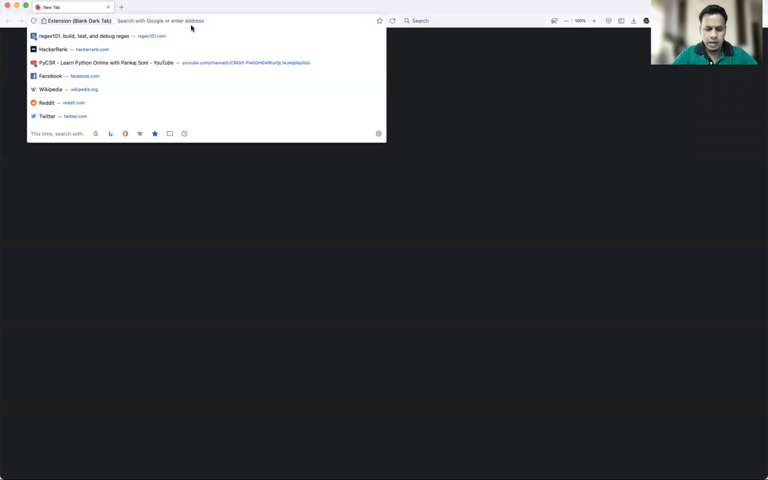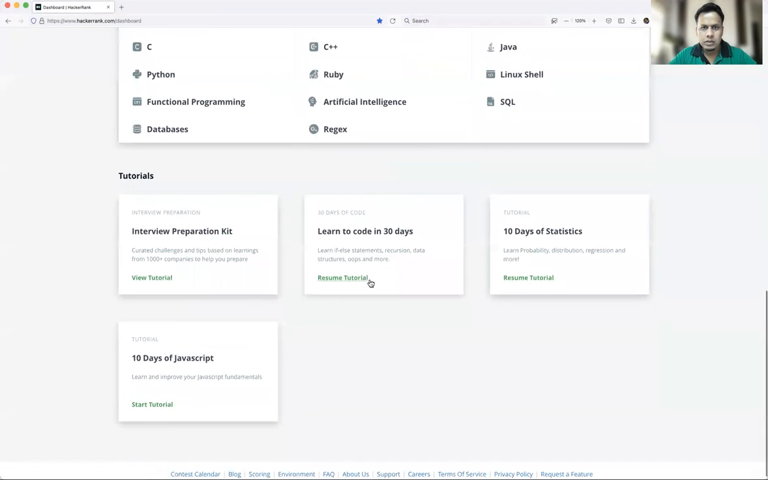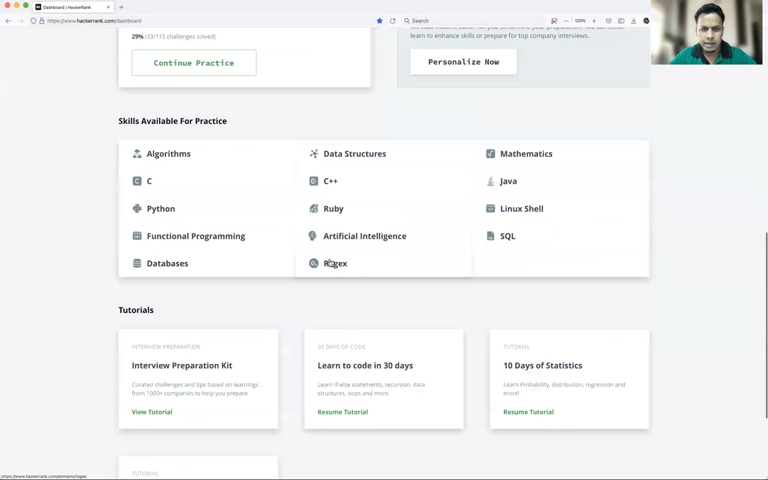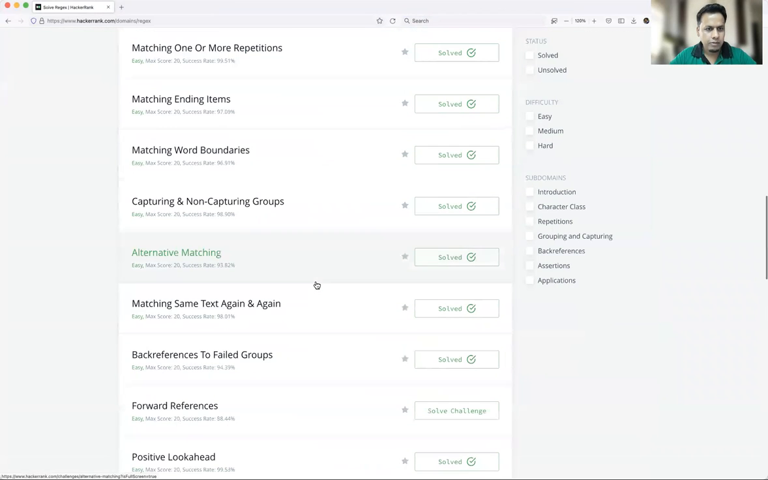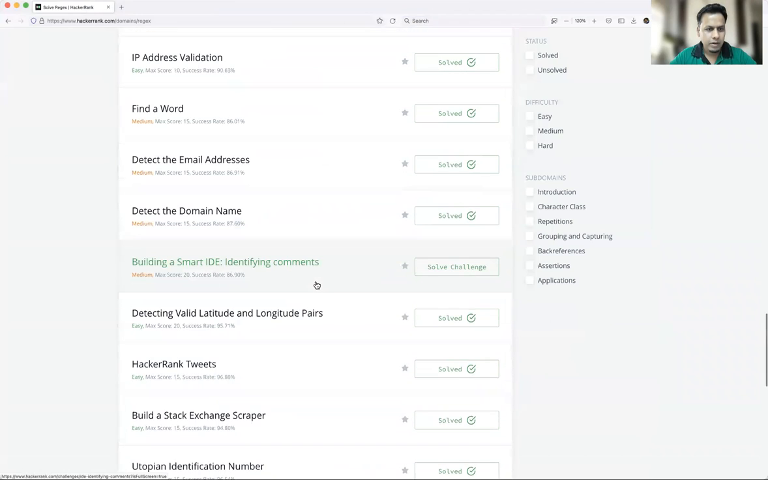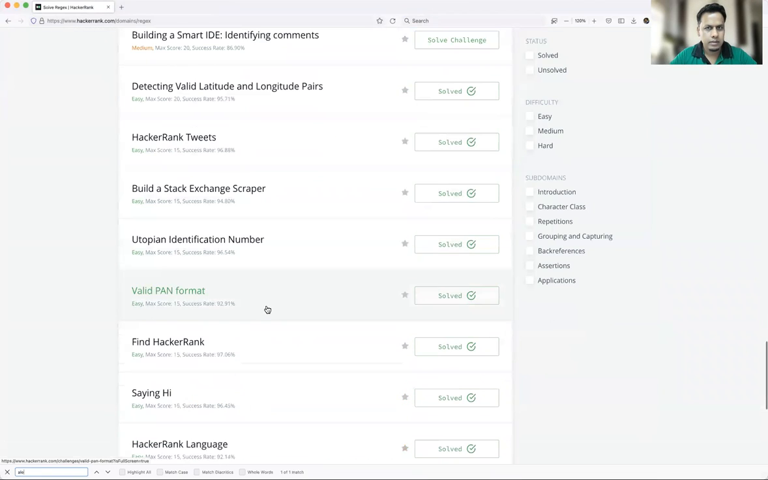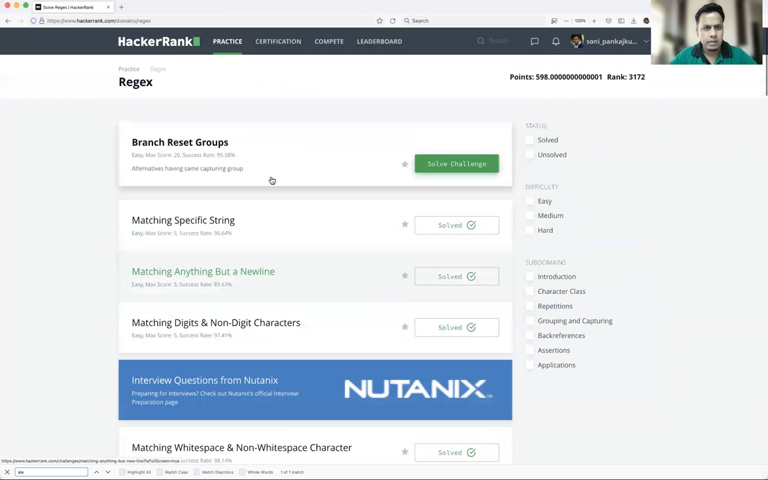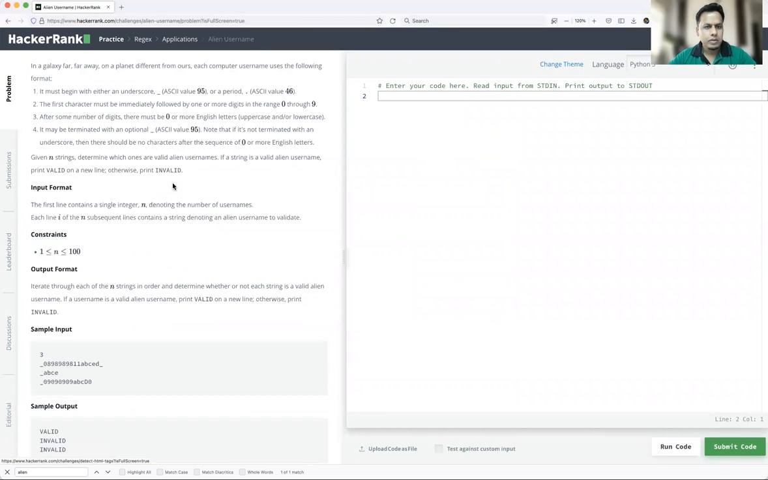Okay, so let's open HackerRank. As usual, we'll go to the Python section and we'll take regex. In this, we have one very interesting problem called finding the right username, or alien username. Let me search where it is. Yeah. Let me go ahead with the problem, then I'll tell you guys what the best part of this particular problem is.